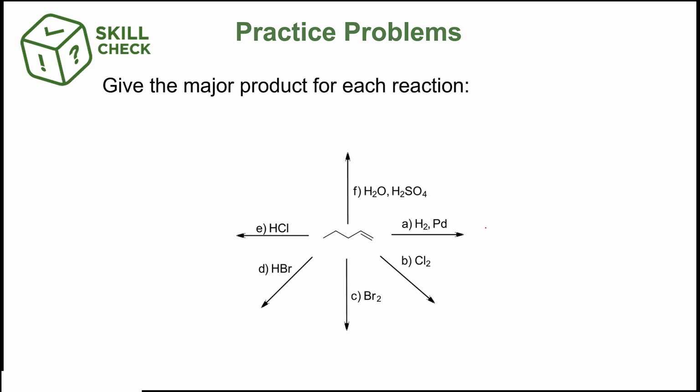Okay, so if we look at the problems here, if we start with A, we're going to draw this alkane carbon skeleton the same. And for hydrogen and palladium, we're just going to add two hydrogens, which you can draw in or you don't have to. With chlorine again, our skeleton stays the same. We'll add two chlorines across the double bond. For Br, we'll add two Brs.